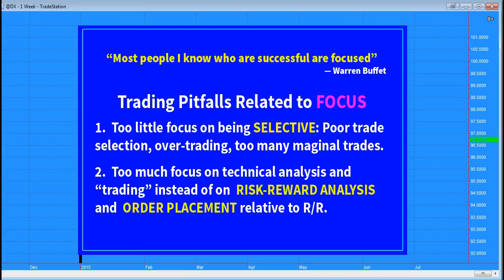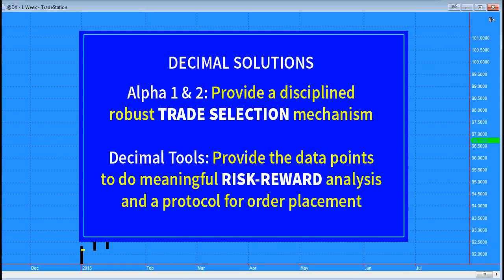So as you view these training videos, keep in mind that Alpha 1 and Alpha 2 are specifically designed to provide solutions in the form of a focused mechanism for robust trade selection. And the unorthodox charting methods generated by the software is designed to isolate the key data to enable fast risk-reward analysis so one can focus on this core aspect of the business of trading, which is really to place meaningful, effective orders in the market.